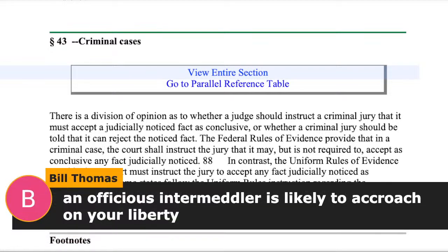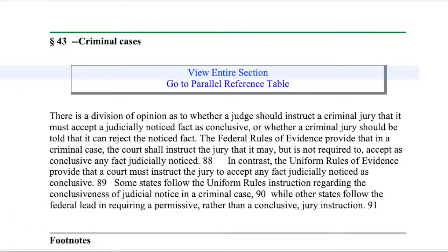Bill Thomas says the officious intermeddler is likely to encroach on your liberty. Indeed. And they're all over the place. All right. Let me just make sure this is refreshed here, because the chat likes to stall on us. And there it is. Okay.